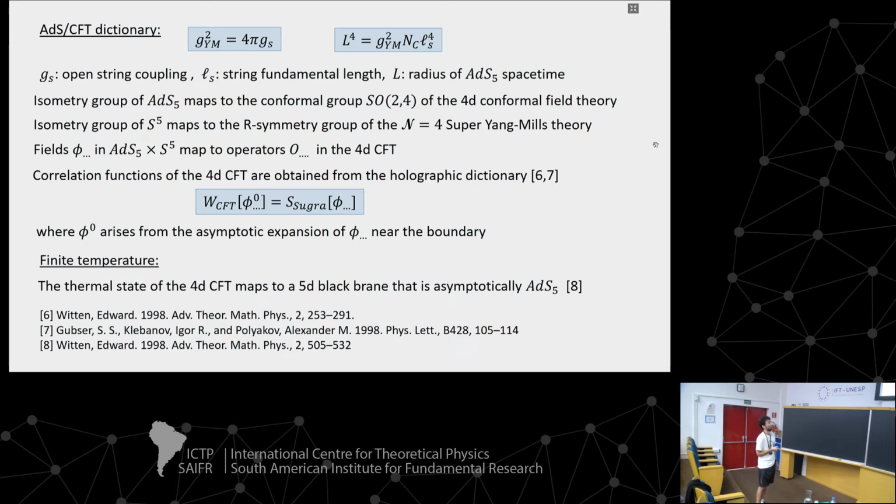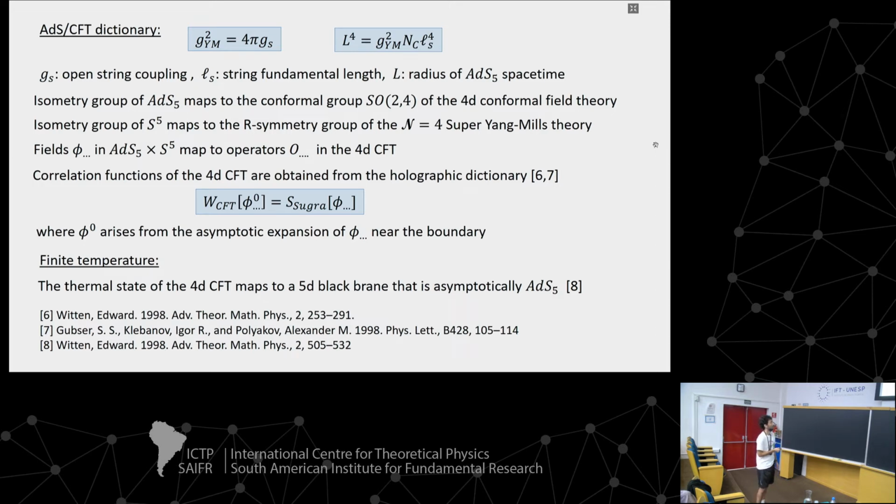And you have a well-established dictionary for calculating correlation functions. If you want to calculate correlation functions of the CFT, what you need is to consider the on-shell supergravity action for the fields that are dual to the operators. So you have some operators, you want to calculate the correlation function of these operators. What you need is to map these operators to fields in AdS and calculate the on-shell action. It's basically what I'm going to do, but for the metric. I will focus on the metric.